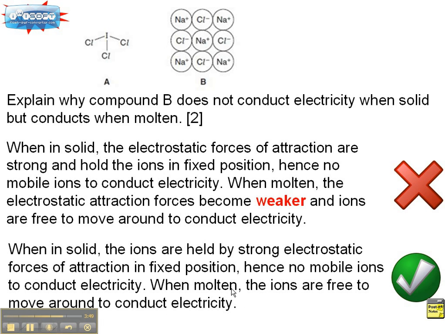So what happens is, when it needs to be melted, heat needs to be supplied. So the heat actually overcomes the strong electrostatic forces of attraction, and hence breaking the attraction, overcoming the attraction, and the ions are free to move about. Not because the electrostatic forces of attraction become weaker.